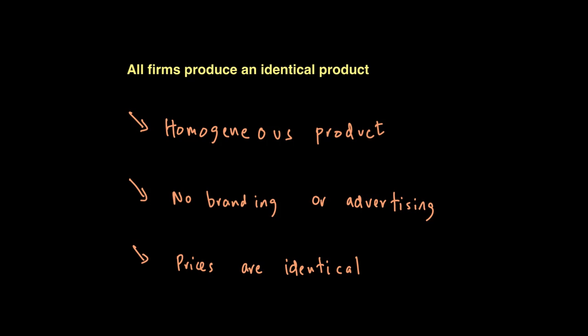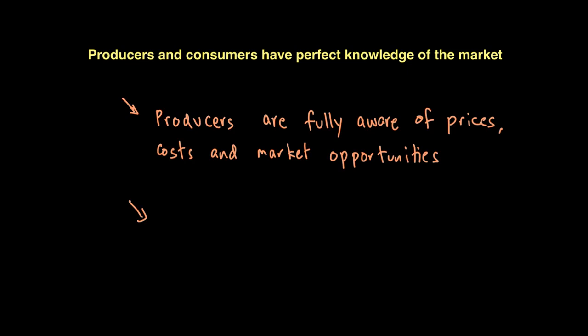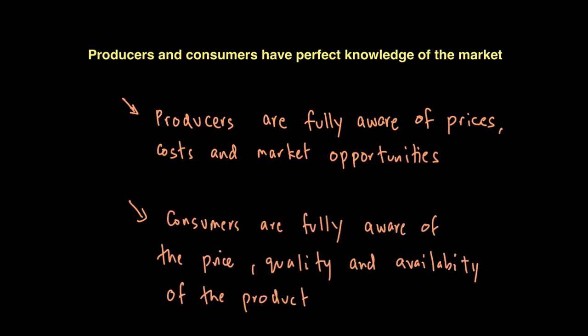The last assumption that we have is the idea that producers and consumers have perfect knowledge of the market. This means that producers are fully aware of the prices, costs, and market opportunities, and consumers are also fully aware of the market price, the quality, and availability of the product, which simply means that neither the consumer nor the producer can fool each other, and therefore whatever the market price is will be the price that is charged by the producer and paid by the consumer.